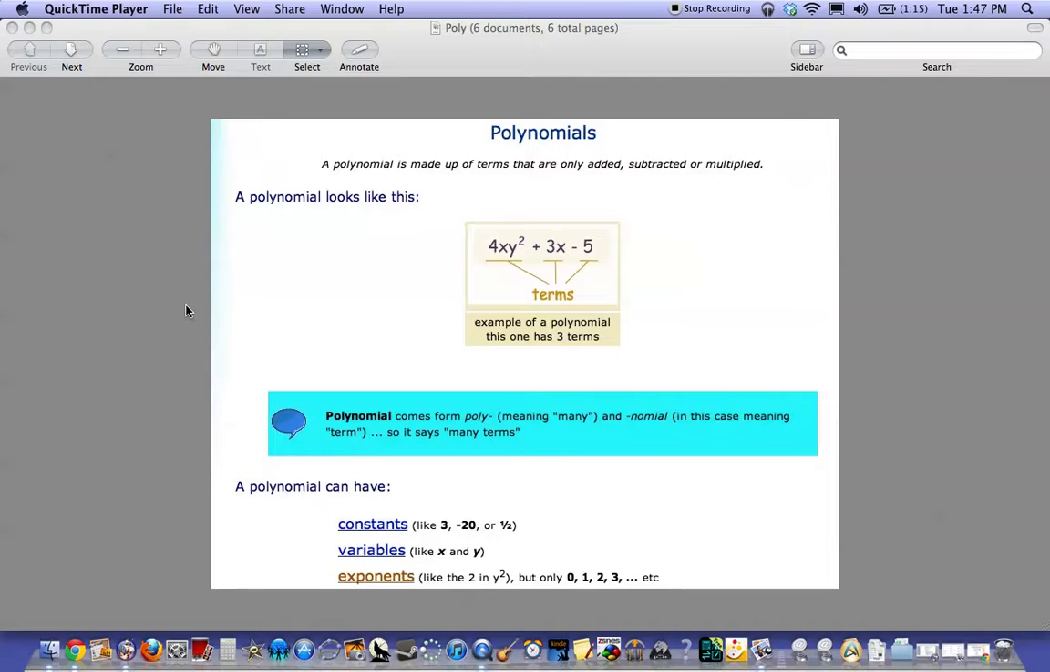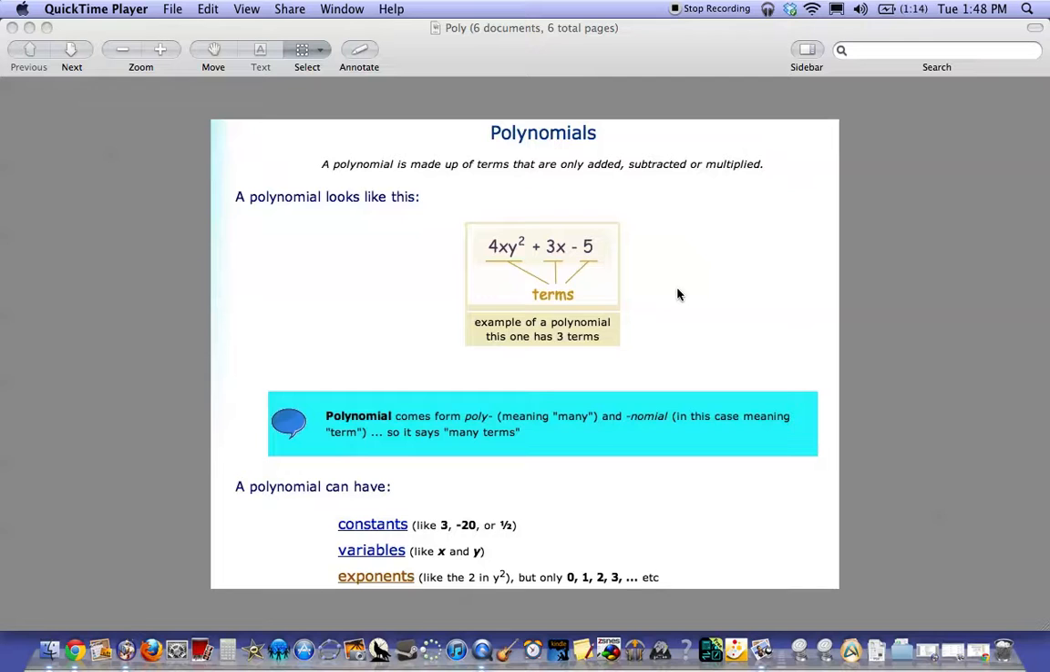Polynomials are basically taking variables and constants and adding and subtracting them together. It's the sum or the difference of variables and constants. Polynomials can have anywhere from one term to any number of terms. You could have 100 terms, you could have 50 terms. In the example you see here, we have 3 terms. And as long as your terms are being added or subtracted, then you have a polynomial.